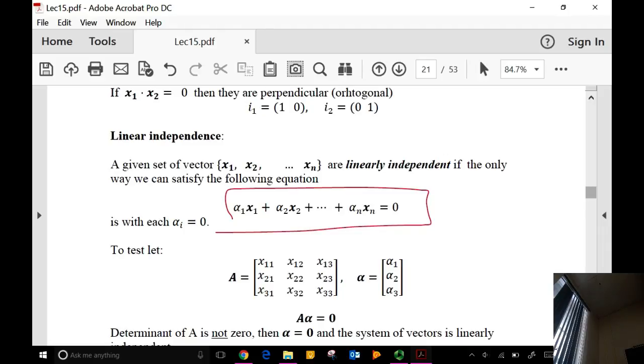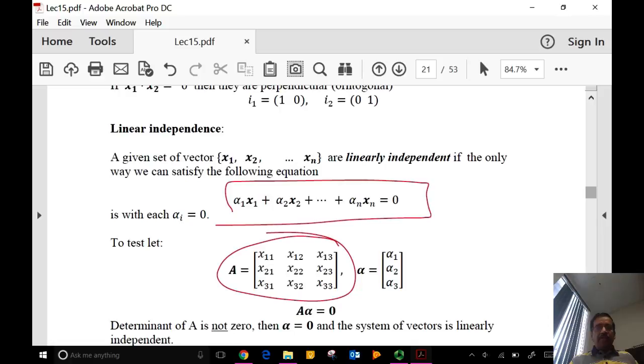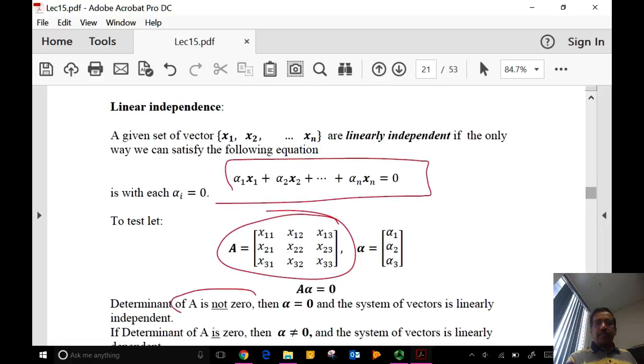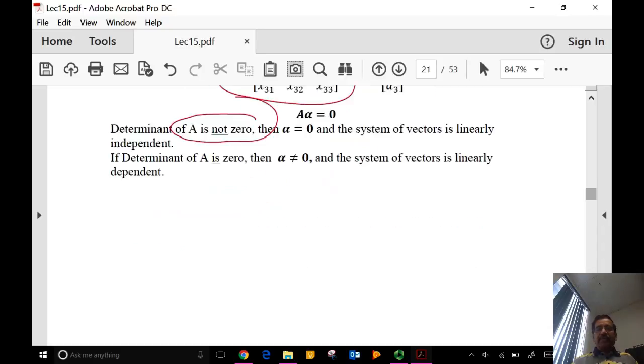That means, what can you say from that condition about linear independence? When would those vectors be linearly independent? If A is invertible, non-singular, right? If A is singular, that satisfies the 0 part. Alpha can be anything. I can satisfy that, right? So the determinant of A must not be 0. And that's an important concept.